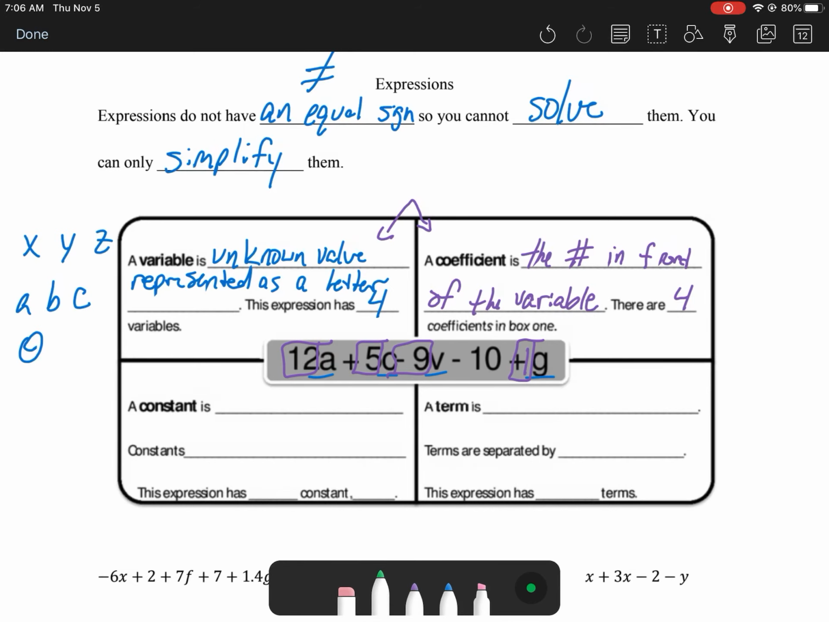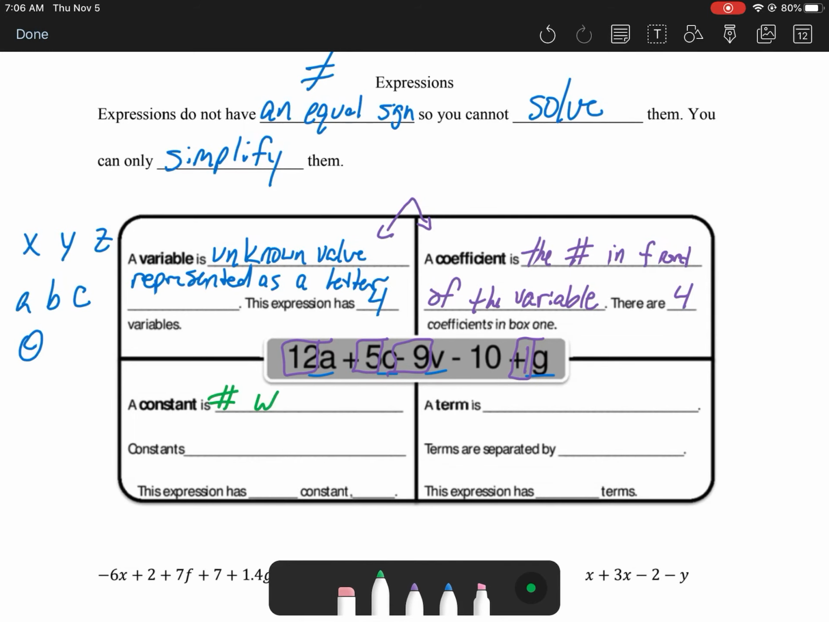A constant is a number without a variable. So if it does not have a letter attached to it, it's not a coefficient. It's a constant. So you can think that constants never change. So there's nothing being multiplied to it. No matter what, it is that number. This expression has one constant, and that is -10.